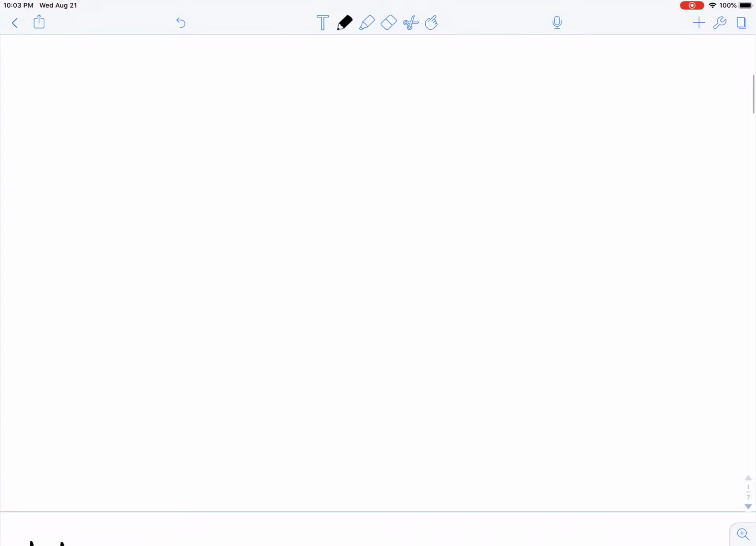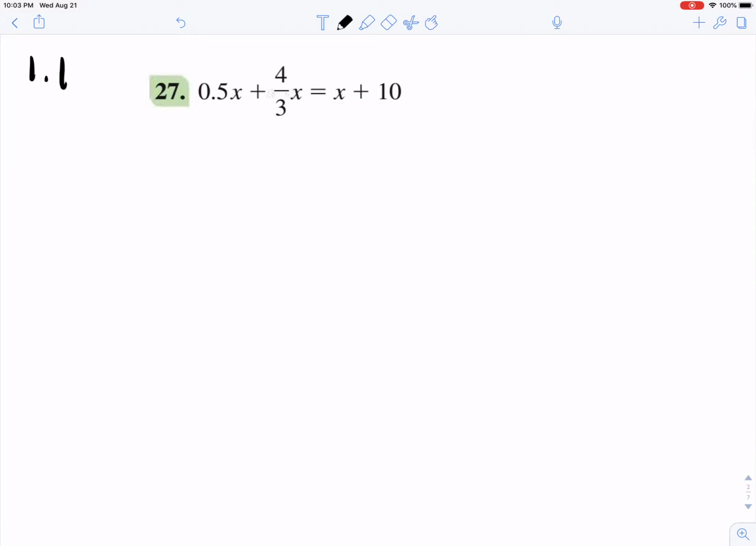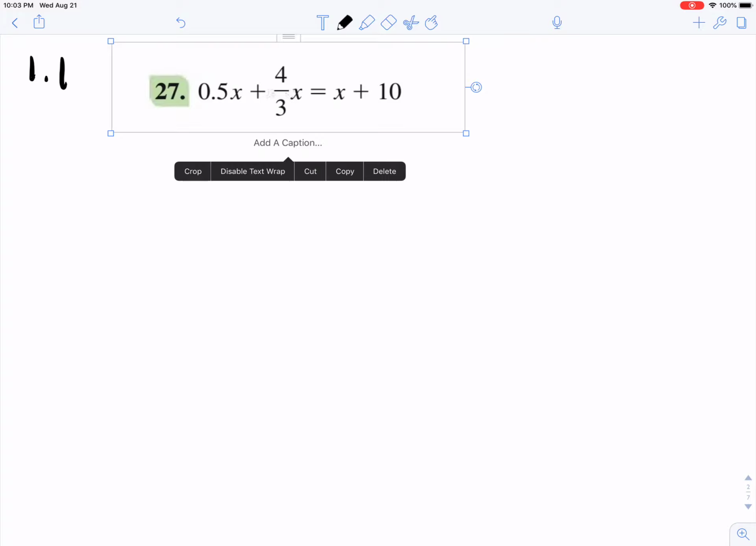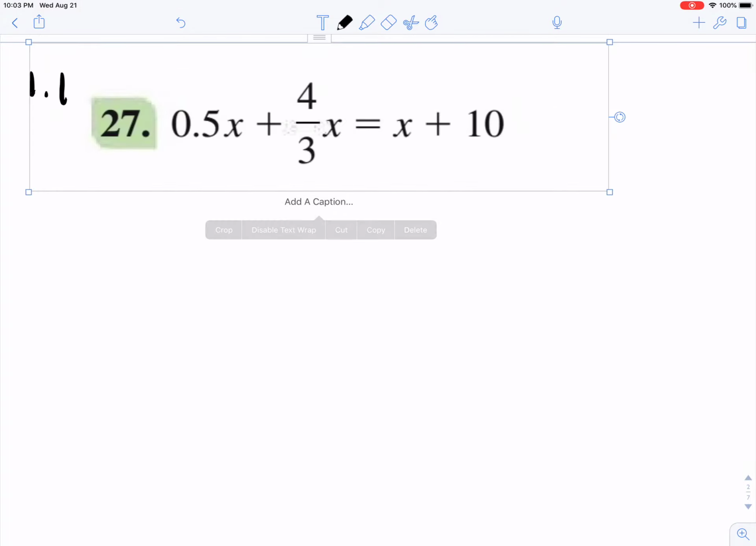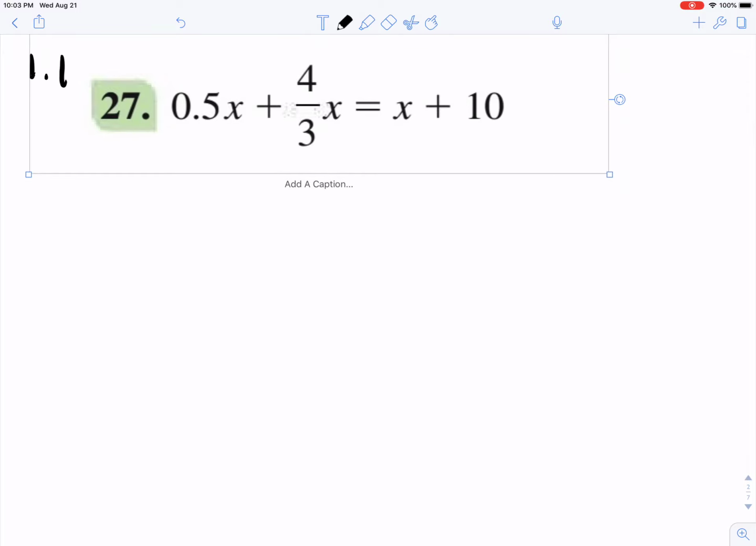Okay, so this first question comes from section 1.1 of our text. It's question 27 from the back of that book. Let's go like this, make it a little bit bigger. Okay, and here it is. So we're asked to solve this equation.